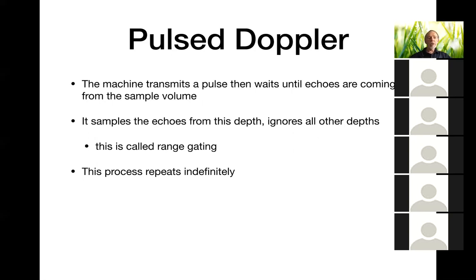So this process goes on and on. The machine transmits, then range gates, and then transmits again, range gates again, and so on. And so that goes on continuously.